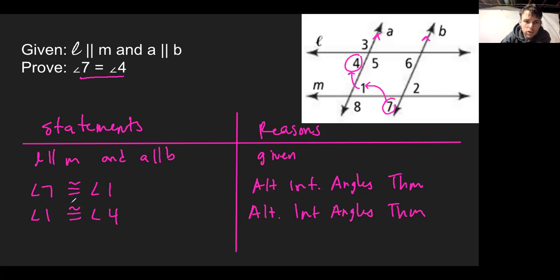And then by the transitive property, we've created a chain. 7 is congruent to 1, 1 is congruent to 4. We can say that angle 7 is congruent to angle 4. And that is the transitive property of congruence. Pretty simple. Again, because we have two sets of parallel lines, we were able to connect a chain of congruence from angle 7 to angle 4, making our proof.